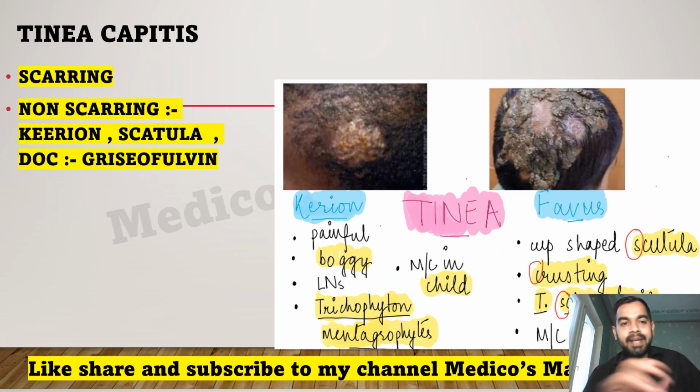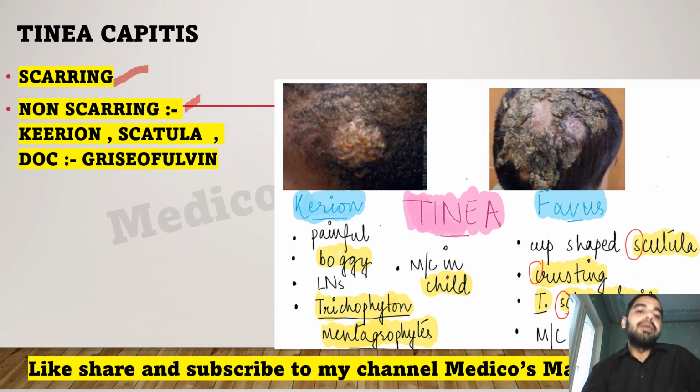So my dear friends, our next condition is tinea capitis. What is tinea capitis? It is a kind of fungal infection. You can also say it is an infection caused by ringworm. Mostly the fungi involved are Trichophyton or Microsporum. Trichophyton is the most common causing agent related to tinea capitis. Tinea capitis is a fungal infection where you can see scarring and non-scarring hair loss.